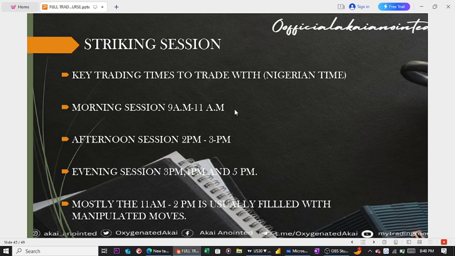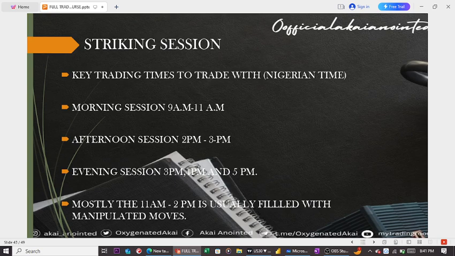Morning session is 9 to 11 a.m., afternoon session 2 p.m. to 3 p.m., evening session 3 p.m., 4 p.m., and 5 p.m. Sometimes it happens even at 6 and 7 p.m. Mostly the biggest move of every day happens in the New York session, which is 3 p.m., 4 p.m., and 5 p.m. What happens around 11, 12, and 1 is mostly manipulative moves.